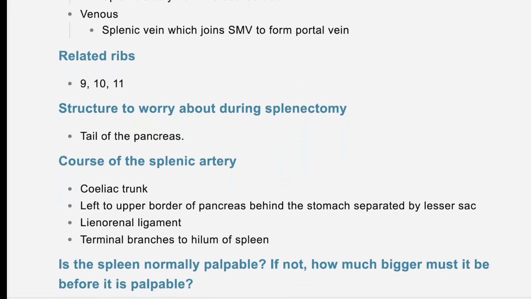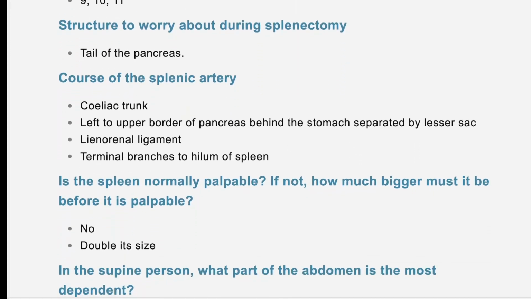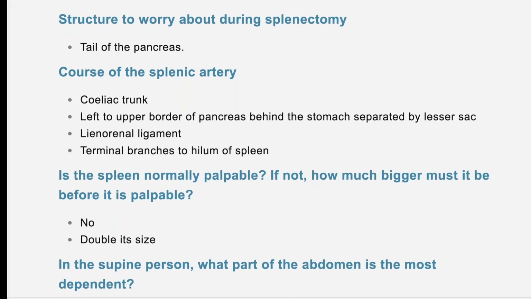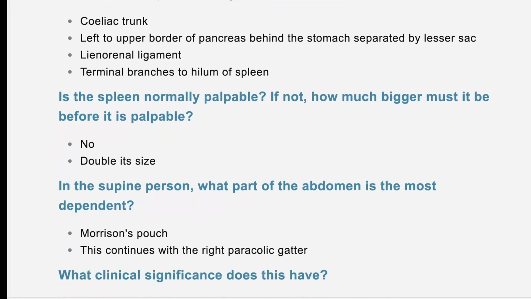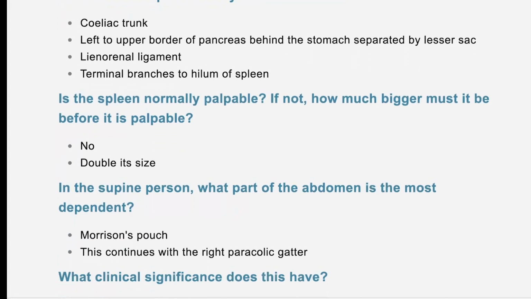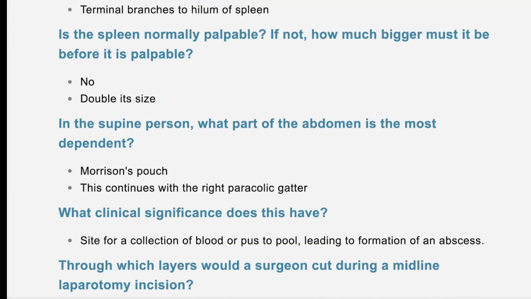The spleen is normally not palpable, and it will be palpable if it's twice its normal size. In the supine person, what part of the abdomen is most dependent? It's Morrison's pouch. What clinical significance does this have? So Morrison's pouch could be an accumulation of intra-abdominal fluid, and can lead to abscess formation. So it's quite important to be aware of that.